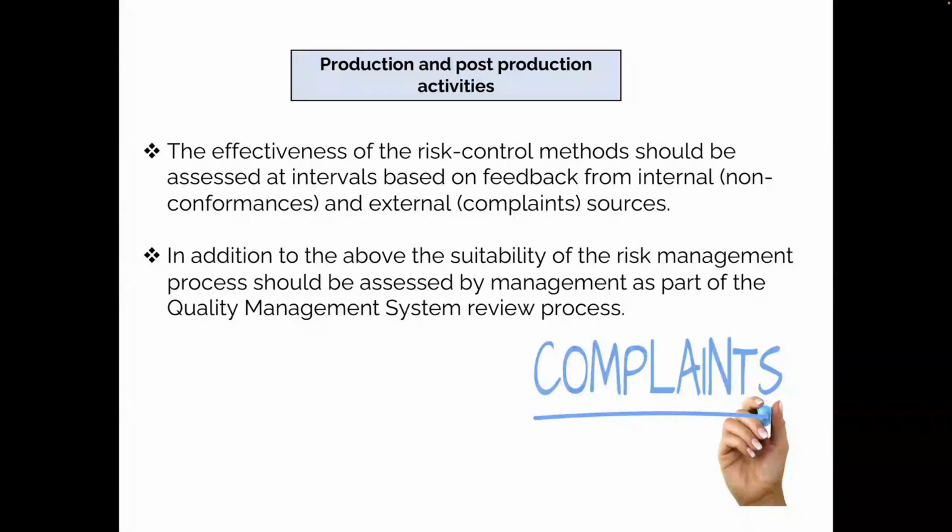So the final stage of production and post-production activities covers assessing the effectiveness of your risk control measures at intervals, based on the internal data sets, such as non-conformances, but also the external data sets, such as feedback from the field. And really looking at intervals, very often as part of quality system management review, at the whole end-to-end process. Is your risk management methodology and process meeting the requirements of the regulations and standards, but also meeting the requirements in terms of driving down risk for the end user of your products?